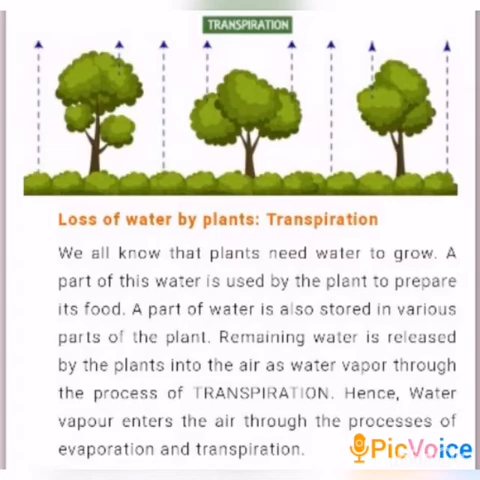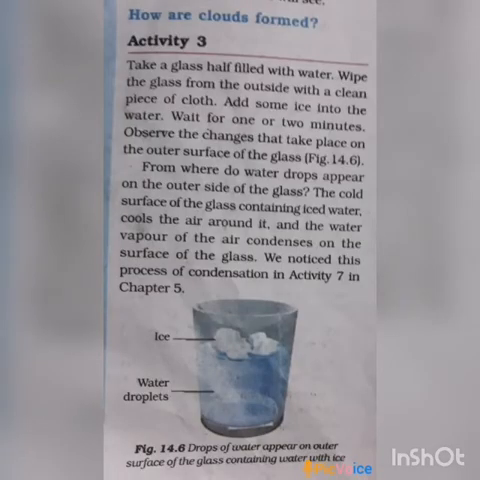Okay, children. The next process which is taking place in the water cycle is condensation. Already we have learned about this condensation process in chapter 5. Okay, let us do one activity to understand this condensation too. Let us do the activity.